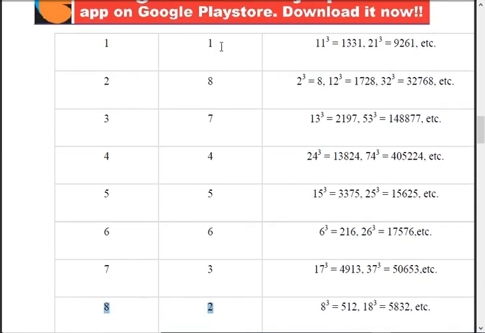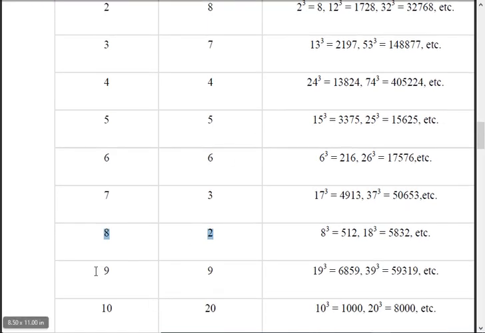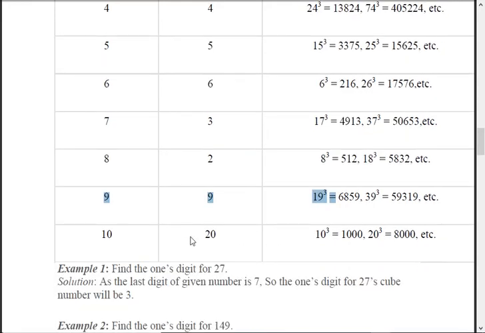Now if it has 1, so 1. If it has 9, it will be ending with 9 only, cube. Okay. 19 cube is 6859. So 9 at the end. Now 10 is easy. If it has 0 at the end, then it should be 0.